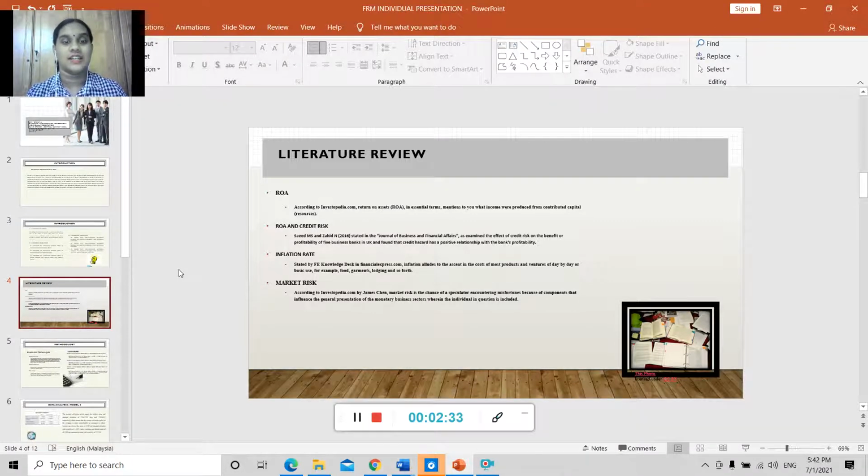Inflation rate, stated by FE Knowledge Desk in financialexpress.com, inflation alludes to the rise in the cost of most products and services of daily or common use. Market risk is, according to Investopedia by James Chen, the chance of an investor experiencing losses because of the factors that influence the general performance of a financial market.